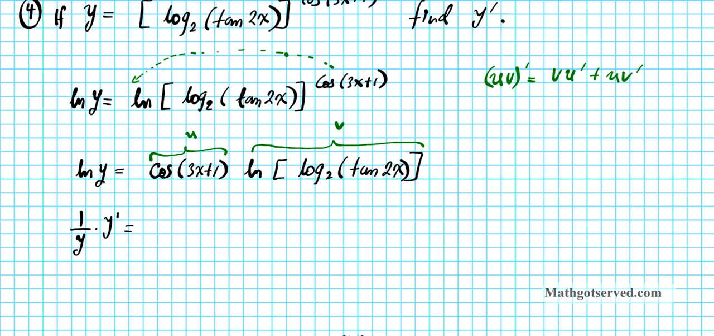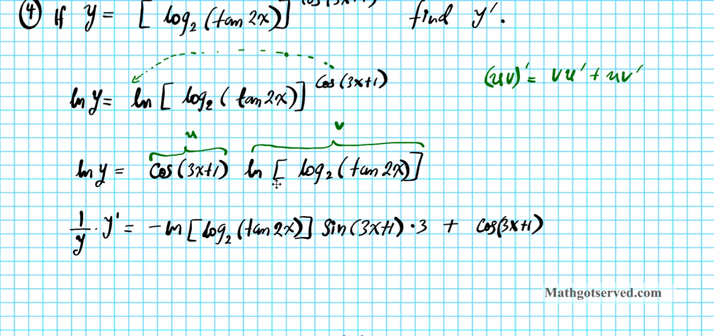v is the natural logarithm of log base 2 of tan 2x. So that's v, and then u prime is the derivative of cosine. The derivative of cosine is negative sine, right? So let's put the negative up front here. Negative sine 3x plus 1. So we're differentiating cosine u. Now if we differentiate the innermost function, this linear function will be times 3. All right, so this is vu prime, plus u, which is cosine 3x plus 1.